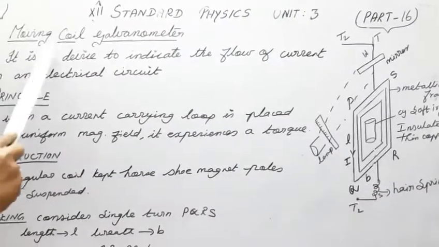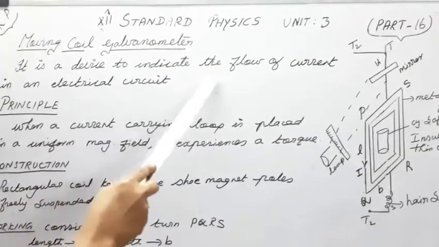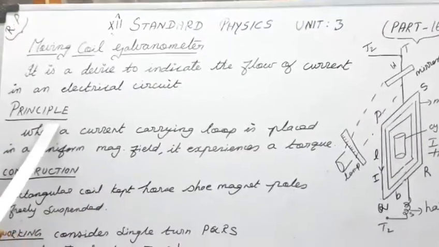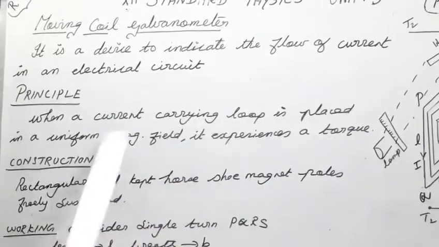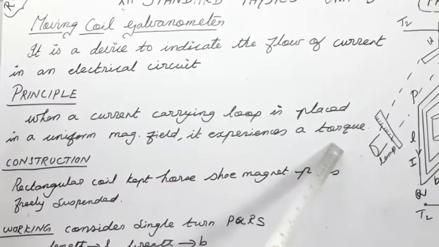Our next topic is the moving coil galvanometer. It is a device to indicate the flow of current in an electrical circuit. And next, the principle of the moving coil galvanometer. When a current carrying loop is placed in a uniform magnetic field, it experiences a torque.